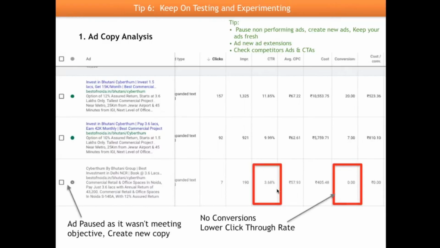All right. And it's not just about the low percentage. I never got a conversion out of these 7 people, of course, since the number was too small. So since there was no conversion and a lower click-through rate, I basically paused the ad, and I would have created a new ad copy, or I have already created one, but just for this example, you are supposed to create a new ad with maybe a new tagline, check what your competitors are running, or some crazy idea. So something like invest in Bhutani Cybertham, get a free car on every booking, if that kind of offer has been running, so that people click onto your ad and go to the landing pages.